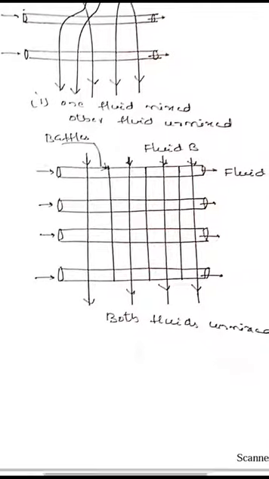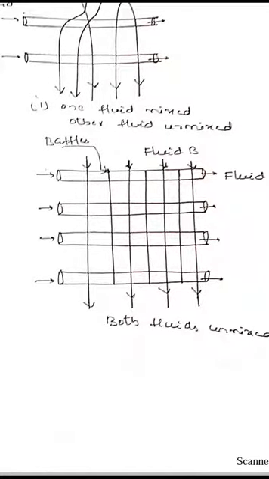So it is a one mixed fluid and another fluid unmixed type of heat exchanger. We also have both fluids unmixed. Here both the hot and cold fluids are flowing in tubes and are not mixing with themselves.